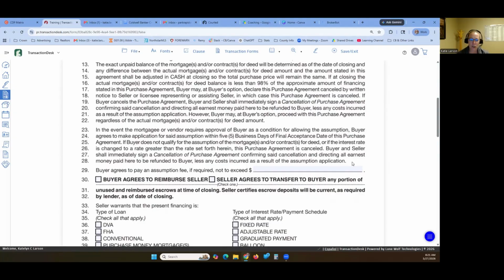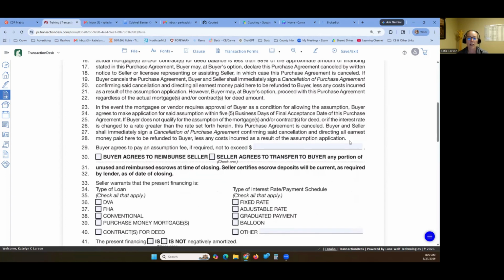Okay. Line 29 talks about assumption fees. Some banks charge a fee because it's a lot of paperwork, a lot of documentation for somebody else to assume a mortgage. In this addendum, the buyer agrees to pay the assumption fee not to exceed a certain amount. I would suggest you talk to your lenders to see what this amount should be. Our best guess is anywhere from $1,500 to $2,000. It might be more depending on the bank. Okay. It might be less.